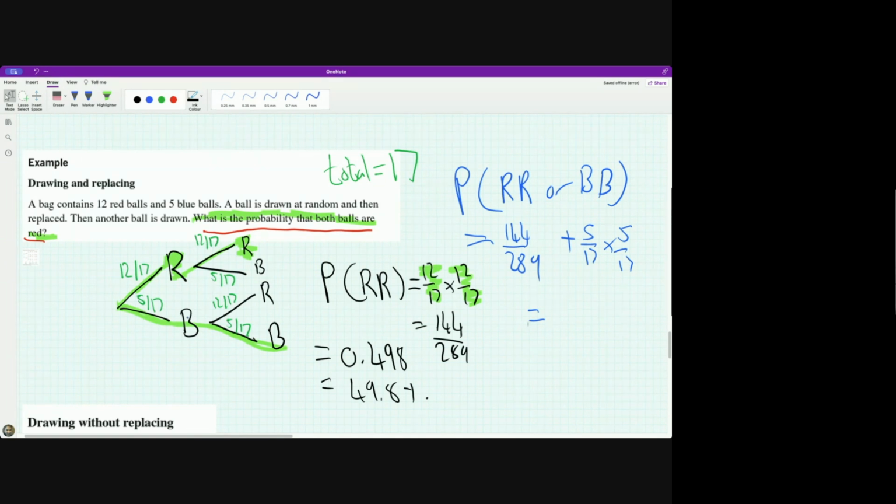Squared, and then I get 25 over 289, so you get 144 over 289 plus 25 over 289. And so what you're going to get there is the chance of that happening is 169 over 289. And you could put that into decimals.